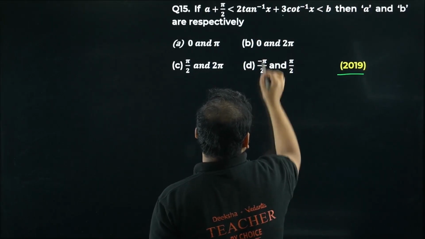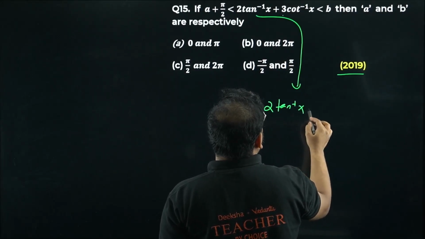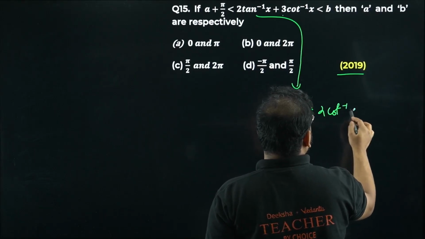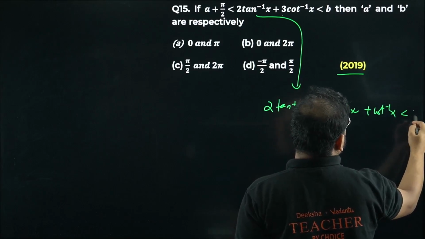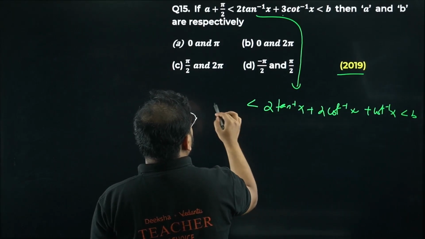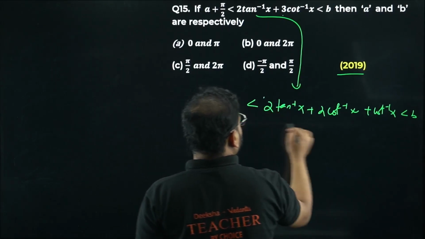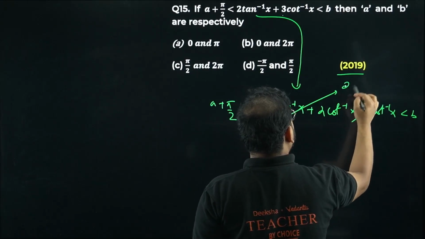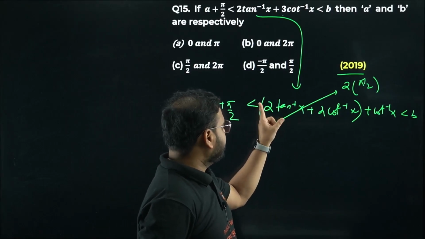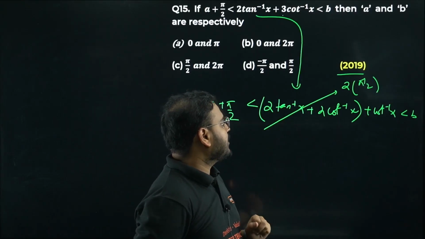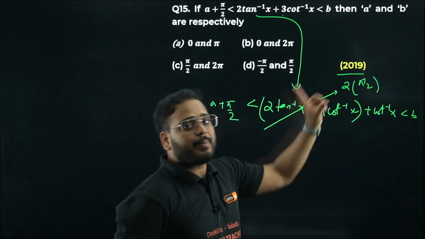So we'll write here 2 tan inverse of x plus 2 cot inverse of x plus cot inverse of x is less than b and more than a plus pi by 2. Think about it. I have 2 times of tan inverse of x plus 2 times of cot inverse of x. I can take 2 common. I'll have 2 times of tan inverse of x plus cot inverse of x. That is going to be 2 times of pi by 2.